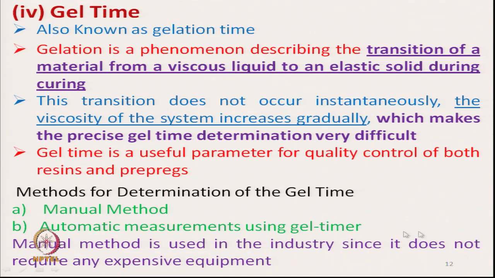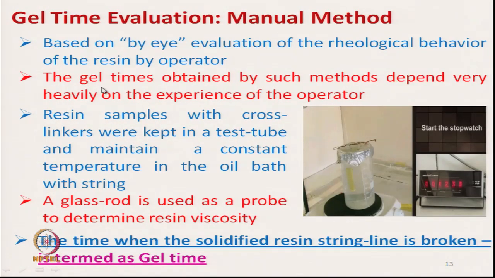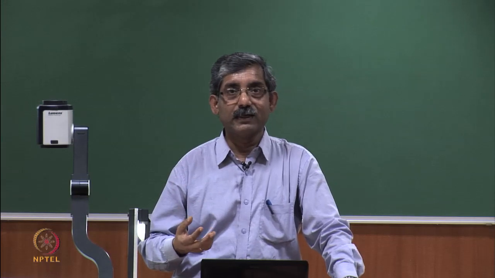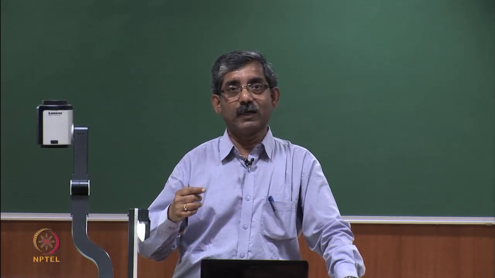So, the manual method is used in the industry because it is a simple one, and since it does not require any expensive equipment, industry follows this method manually. It is based on by-eye evaluation of the rheological behavior of the resin by the operator. So the operator evaluates manually; he can see the rheological behavior.